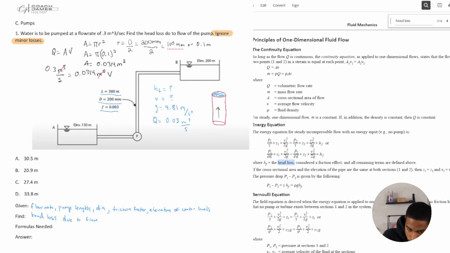So we'll get, for this one, V is equal to 9.549 meters per second. Okay, we have V now. So I can say that this is no longer a question mark. V is equal to 9.549 meters per second. Okay, so what is H of F?